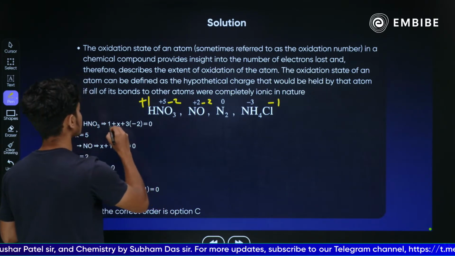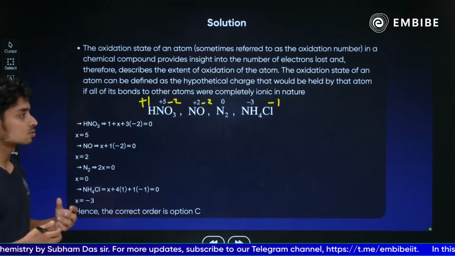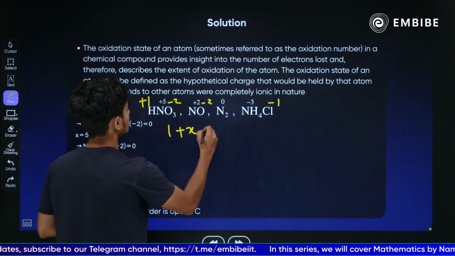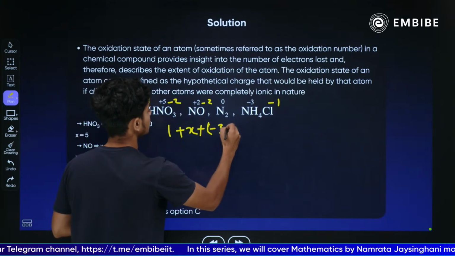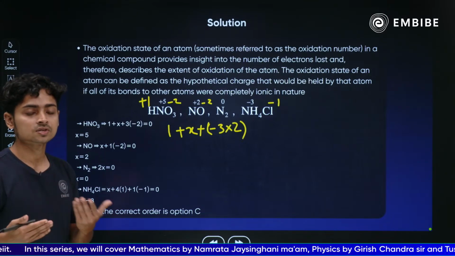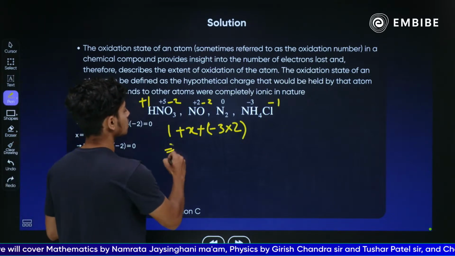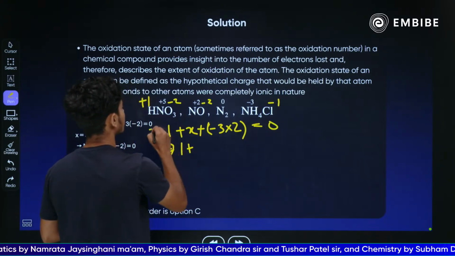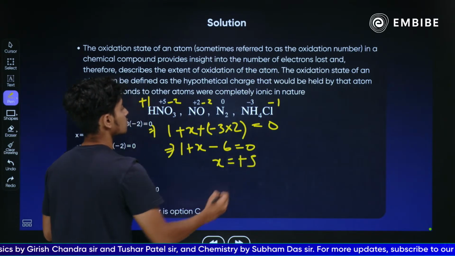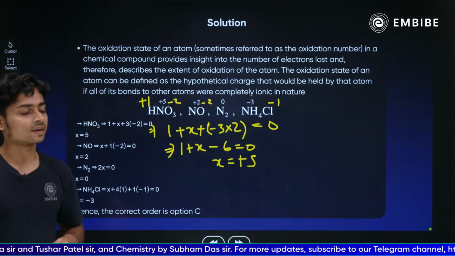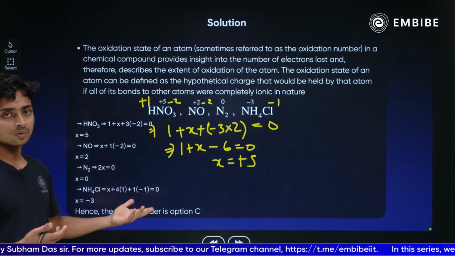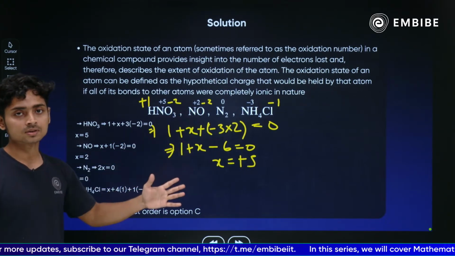Based on that, the first one, HNO3. The sum of all oxidation states, as there is no charge on the species overall, will be equal to 0. So it is 1 plus X plus (-2) into 3, since there are 3 atoms of oxygen and each has an oxidation state of -2. So 1 plus X minus 6 equals 0, so X equals +5. In HNO3, nitrogen has an oxidation state of +5. Similarly in NO, it has an oxidation state of +2. And again the sum of oxidation states is equal to 0, because it's a neutral species.